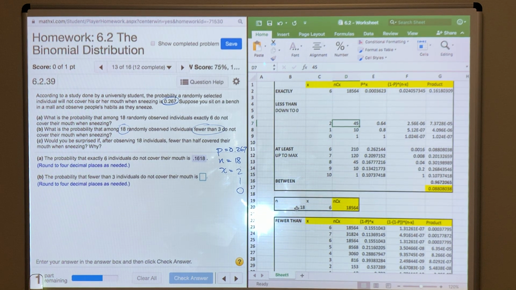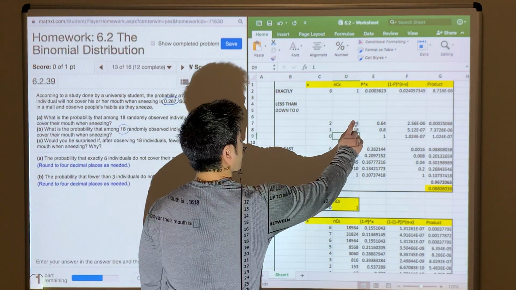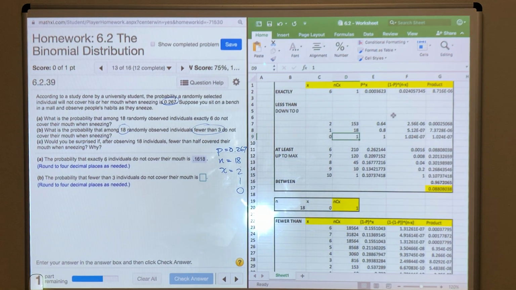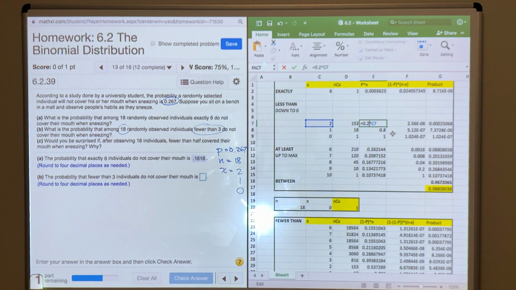What's my n in my problem? 18. What's my x? 2. So my NCX is 153. Let's do the next one. 1. NCX is 18. And then of course this one should be a 1, which it is, and there's the 1. So I just calculated all of my NCX's for my part B. Now I need to calculate my p to the x. What's my probability? 0.267 to my x value, which is there.